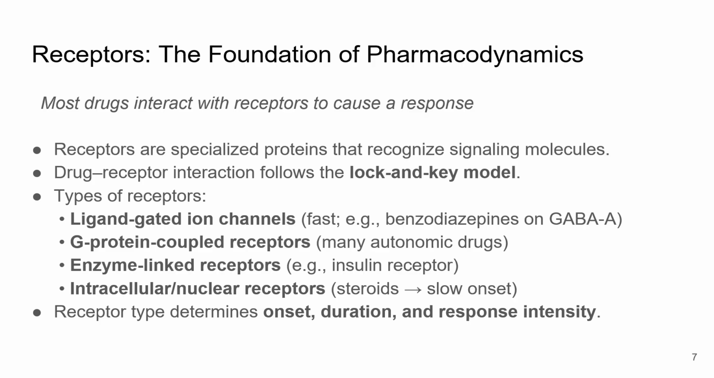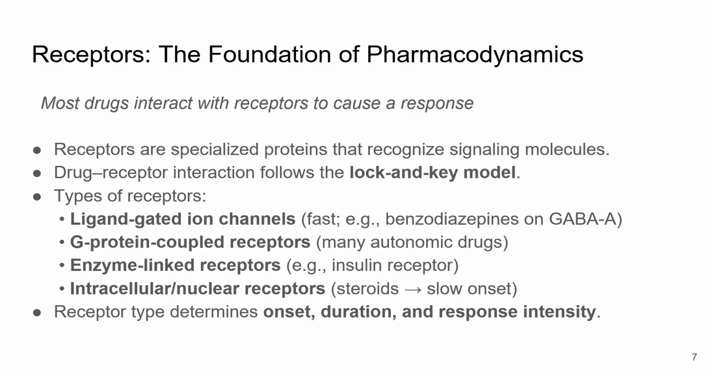The interaction between a drug and its receptor follows what we would call a lock and key model. The drug is the key and the receptor is the lock. In general, the better the fit, the more predictable the effect. When we look at the different types of receptors, keep in mind that there are several major types and the type matters clinically.